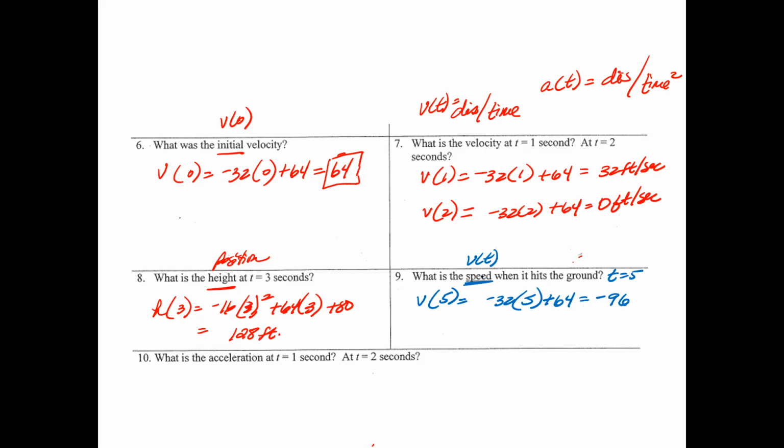So what that means is, because speed is equal to the absolute value of velocity, it is a positive 96 feet per second. There is no negative speed. Okay. Number 10. What is the acceleration at 1 second and at 2 seconds? So A of 1, and you're going to do A of 2. It really wouldn't matter because there are no variables. So it's just negative 32 feet per second squared, negative 32 feet per second squared.